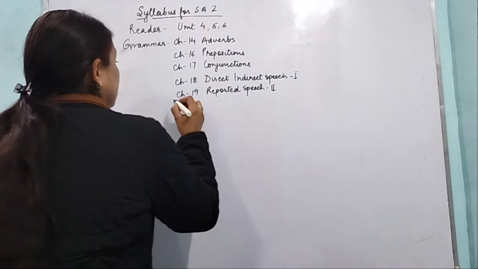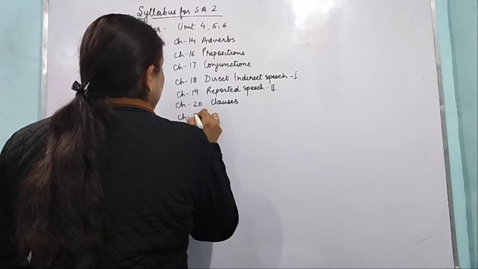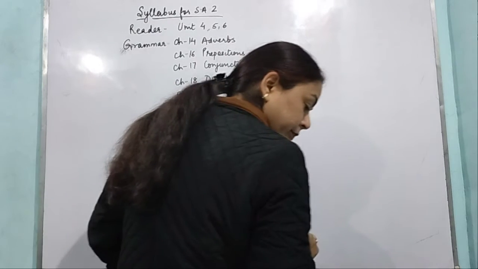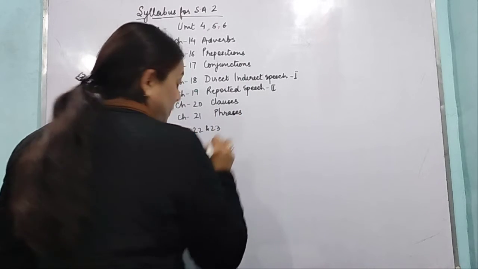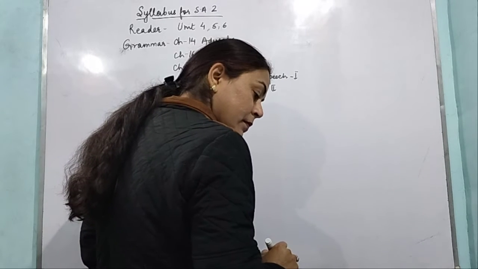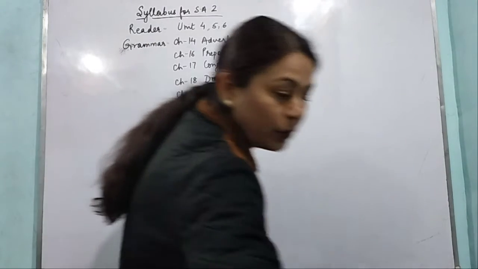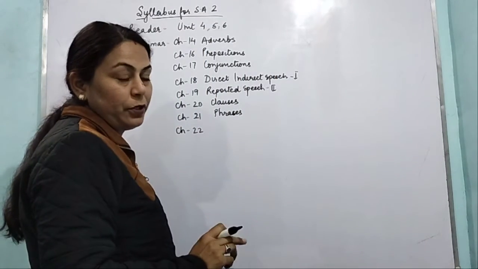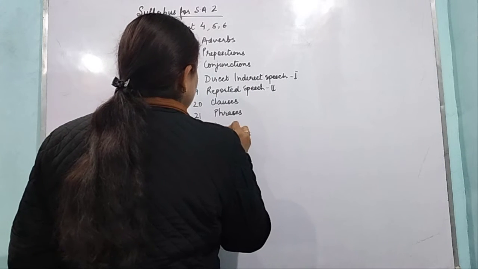Clauses, phrases: chapter 20, clauses, then chapter 21, phrases, chapter 22 and 23. We will do chapter 22 only. If we get time, then we will do chapter 23. Otherwise, 22 is more important, so we will do that first. Sentences and its kind.